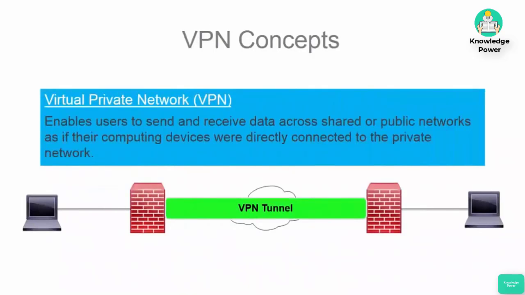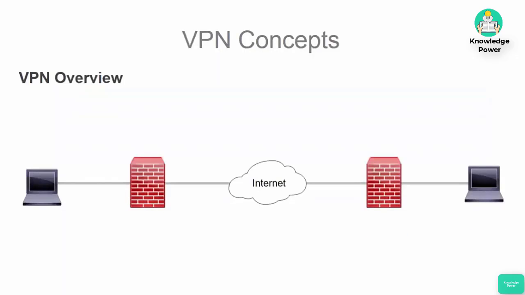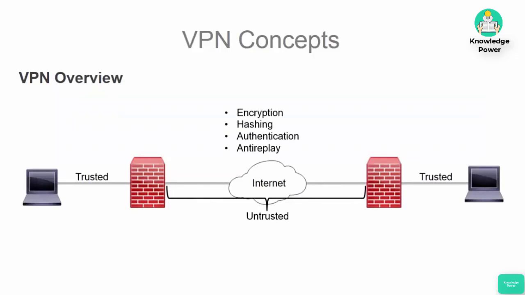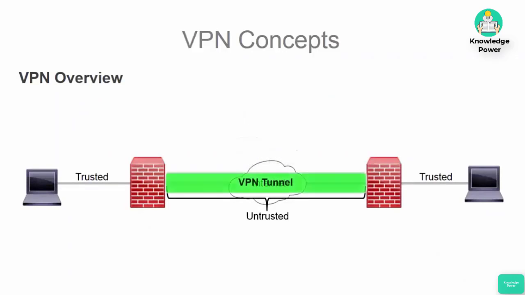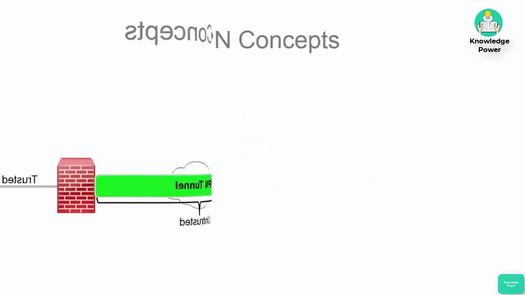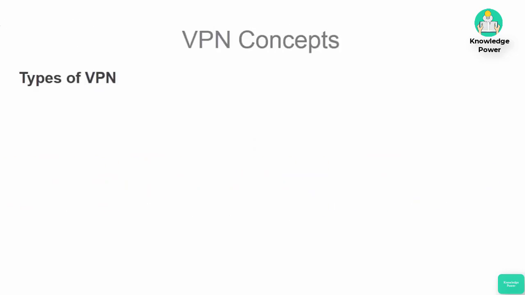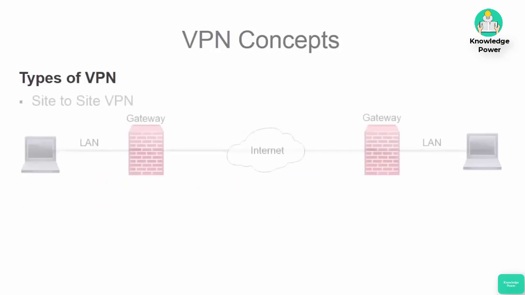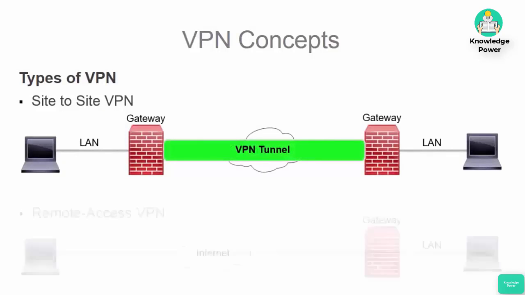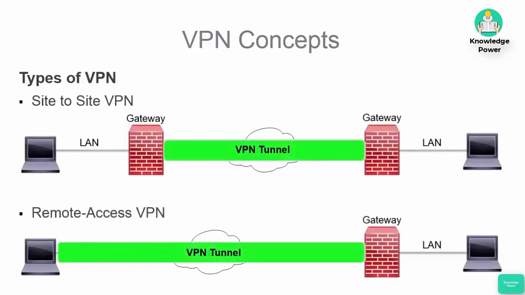VPNs give us the ability to securely connect network devices over untrusted networks. VPNs are made up of security concepts like encryption, hashing, and authentication. There are two types of VPN access: site-to-site and remote access VPNs.